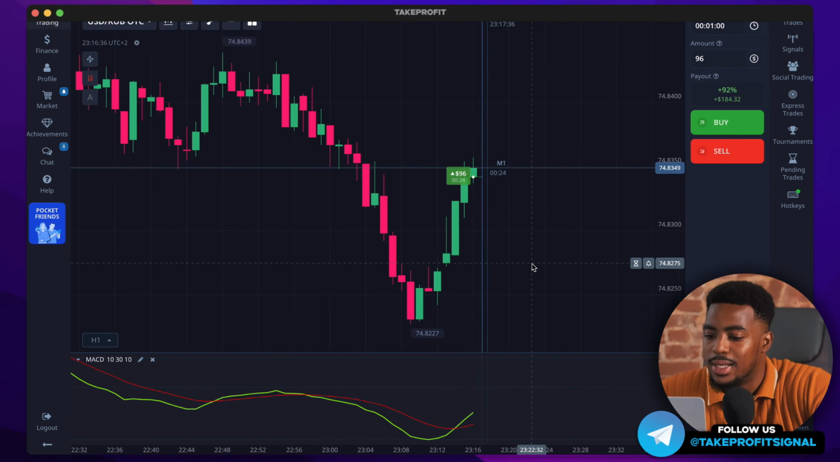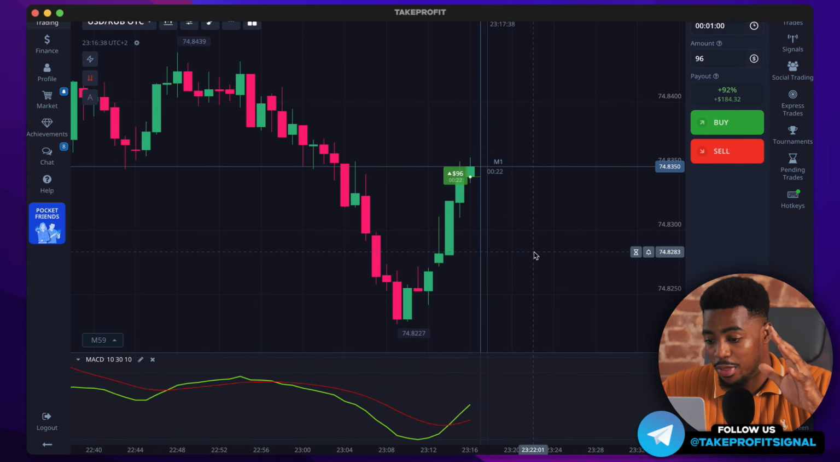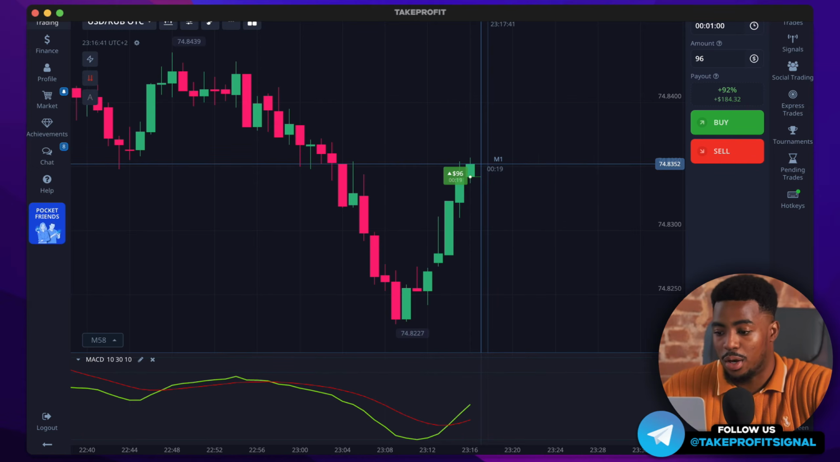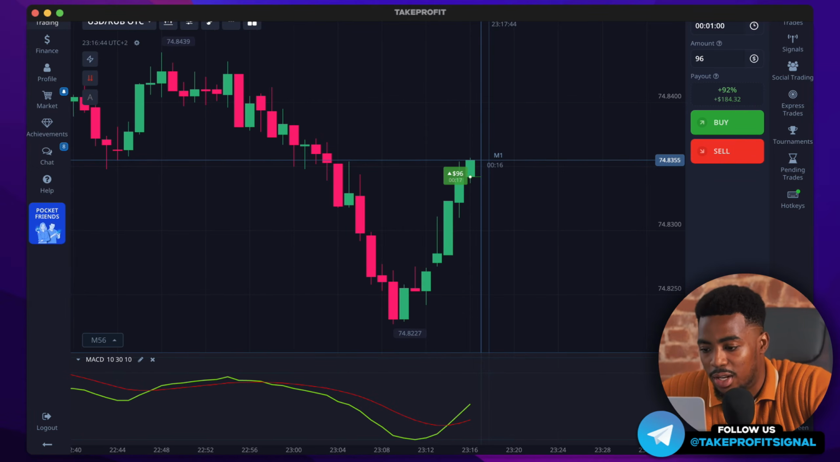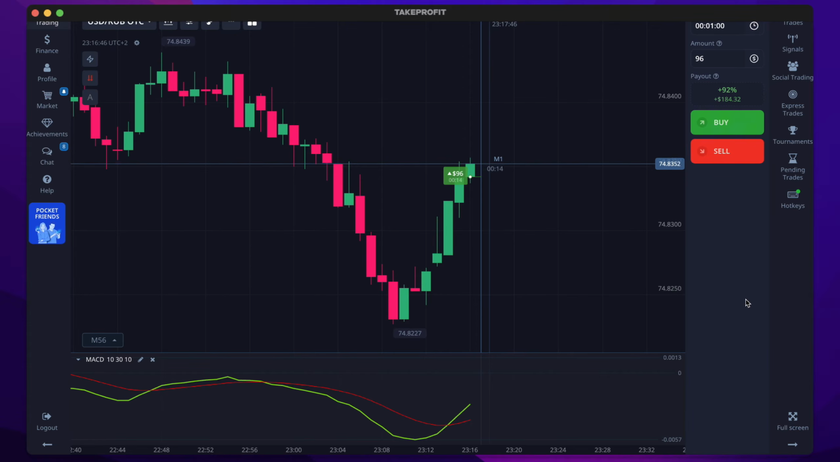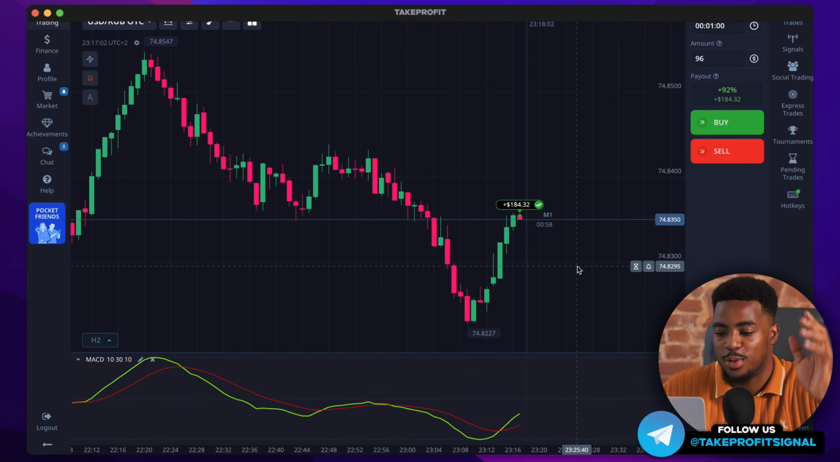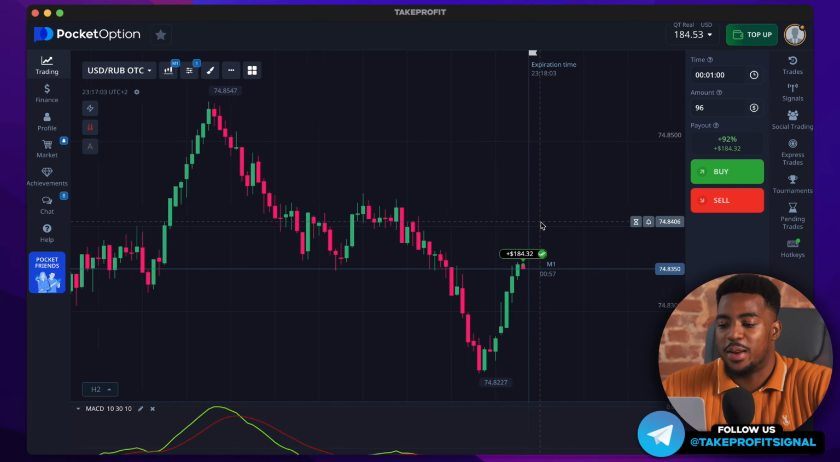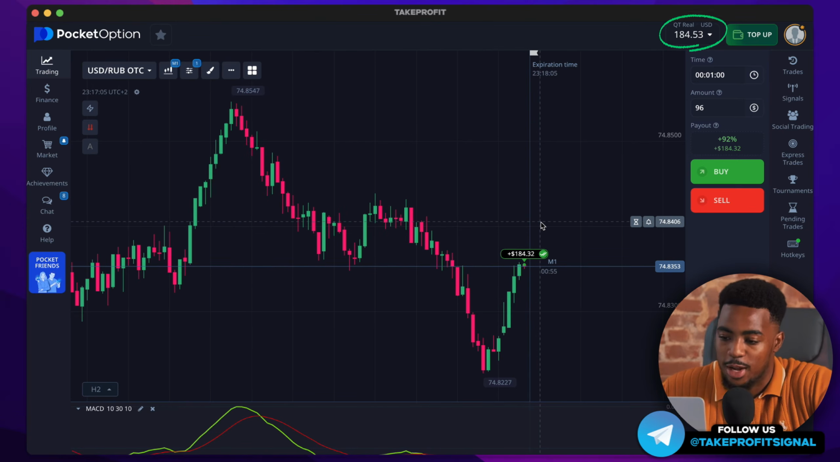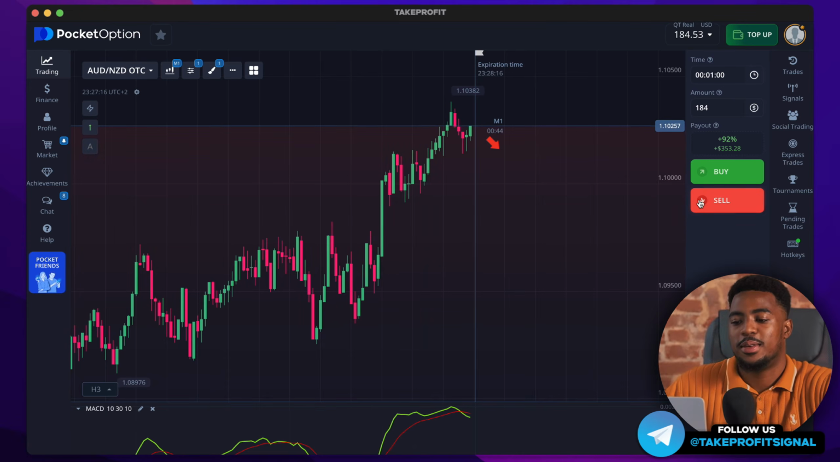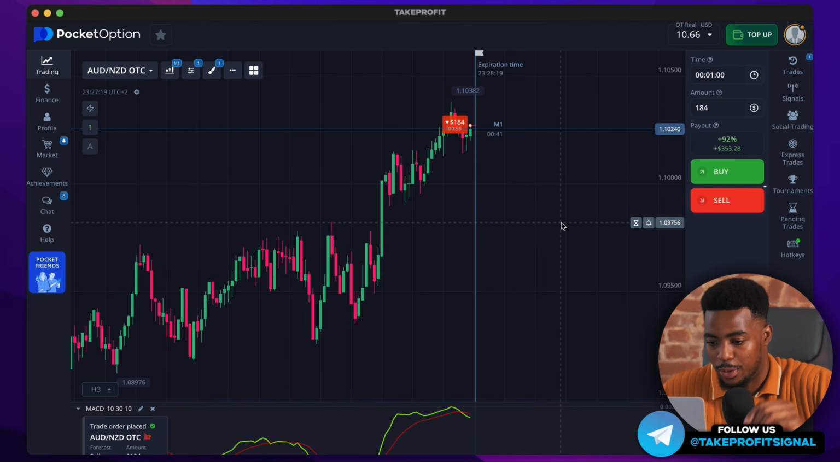Just follow these simple steps. Don't overthink it. Just open the trade based on the rules I'm sharing with you, and you will definitely achieve results. Great. Our second trade is closing at a profit, and we already have $184 on our balance sheet. Well, I'm preparing to open the third trade.